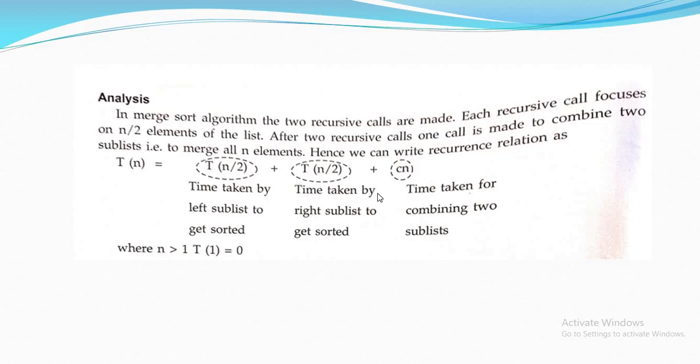Analysis. In merge sort, two recursive calls are made. Each recursive call works on n by 2 elements of the list. After the two recursive calls, one step combines the two sublists to make all n elements. Hence we can write the recurrence equation as T(n) = T(n/2) + T(n/2) + C(n). T(n/2) is the time taken to sort the left sublist, the other T(n/2) is the time to sort the right sublist, and C(n) is the time to combine the two sublists.